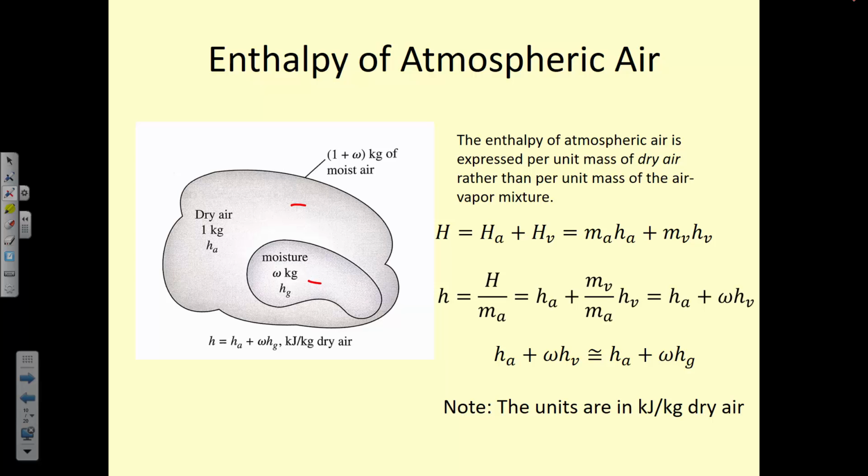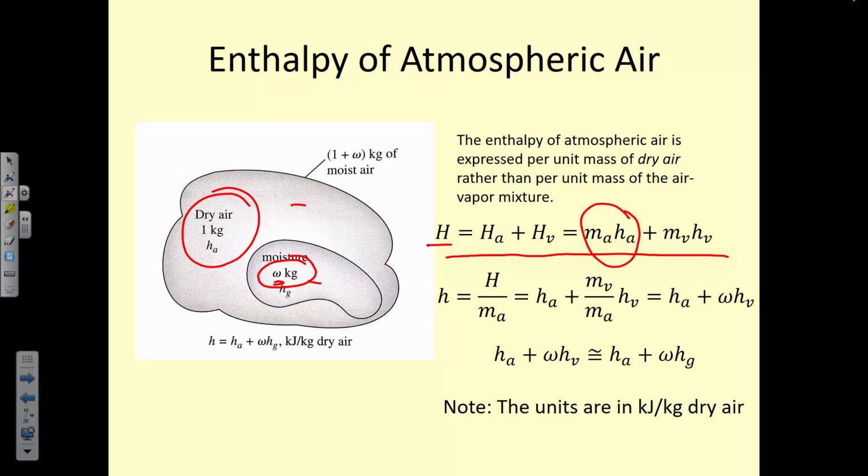Okay, so now when we're looking at enthalpy of atmospheric air, it's a combination of dry air and this moisture that's in the air. So there's going to be some amount of dry air, let's say there's 1 kilogram of dry air, where the amount of moisture in the air is related to the specific humidity. Okay, so this W term is the ratio of the mass of the vapor divided by the mass of the air.